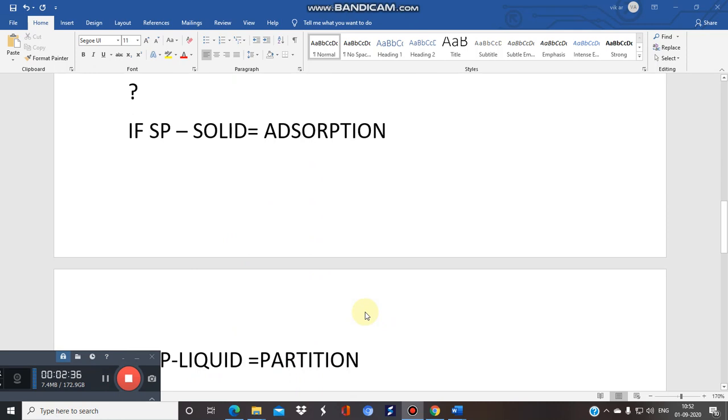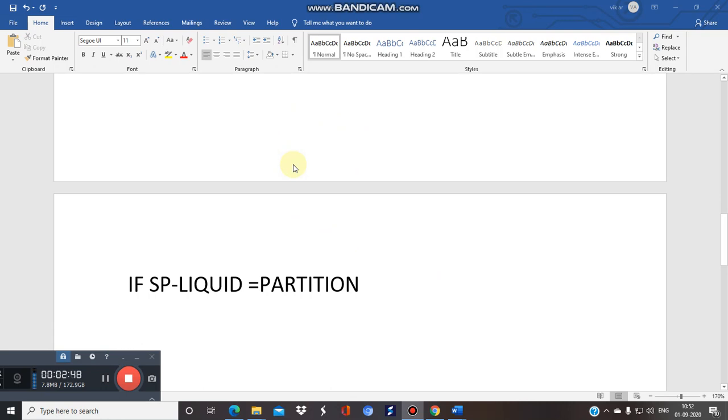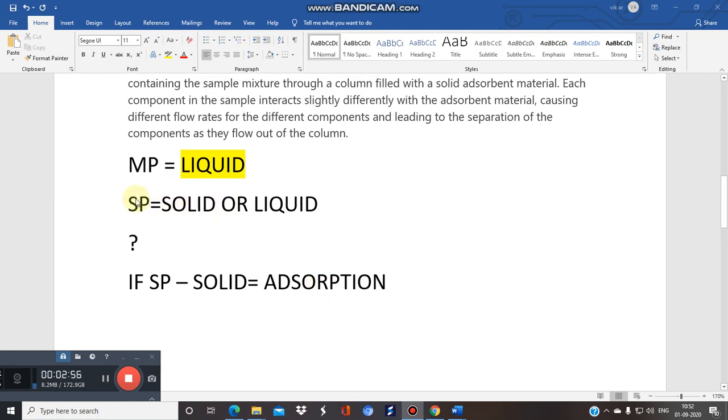Don't worry, you will find different aspects in different books. Maybe you are reading a book and you find it written as adsorption, so that is right. And if some student finds in some books that HPLC is a partition chromatography, you are also right. It all depends upon your stationary phase.